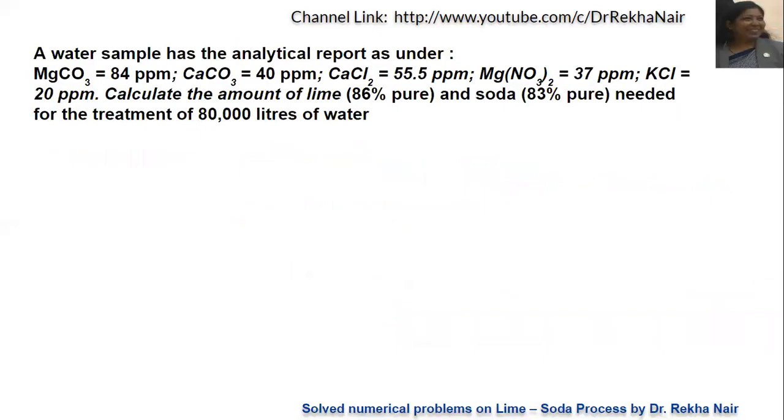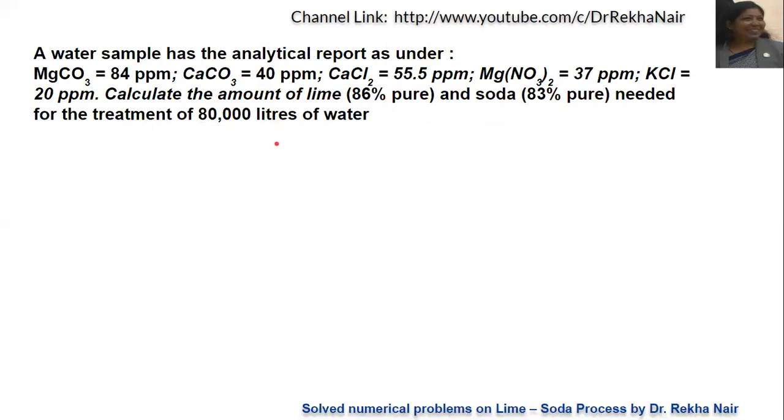Let us take another example. Here it is given magnesium carbonate 84 ppm, calcium carbonate 40 ppm, calcium chloride 55.5 ppm, magnesium nitrate 37 ppm, KCl 20 ppm. We need to calculate the amount of lime, and it is given that lime is 86% pure and soda is 83% pure, and we need to treat 80,000 liters of water.